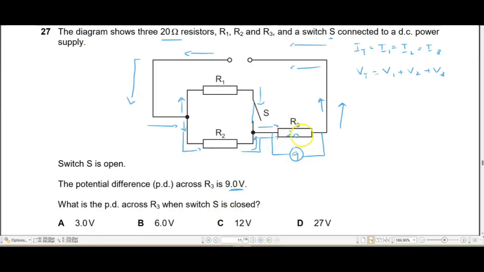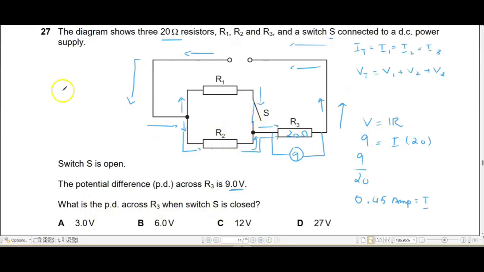That this is a 20 ohms resistor. So we can always find the current using these values. V over here is 9, I we need to find, and resistance is 20. So 9 divided by 20 is going to give us 0.45 amperes as our current. So once we have the current, now we have to find the PD across the whole circuit when the switch is closed.